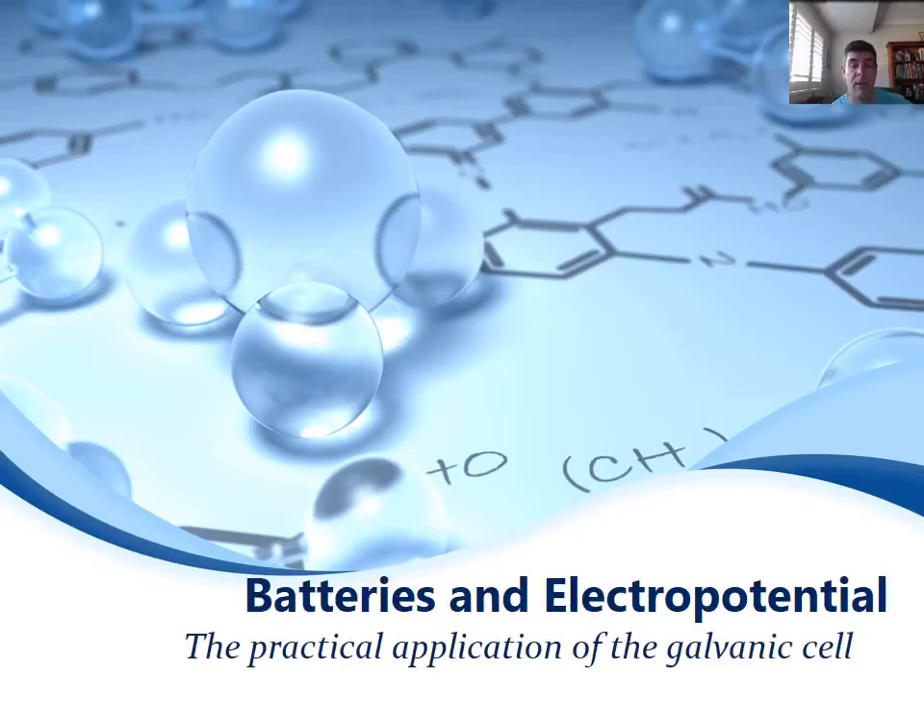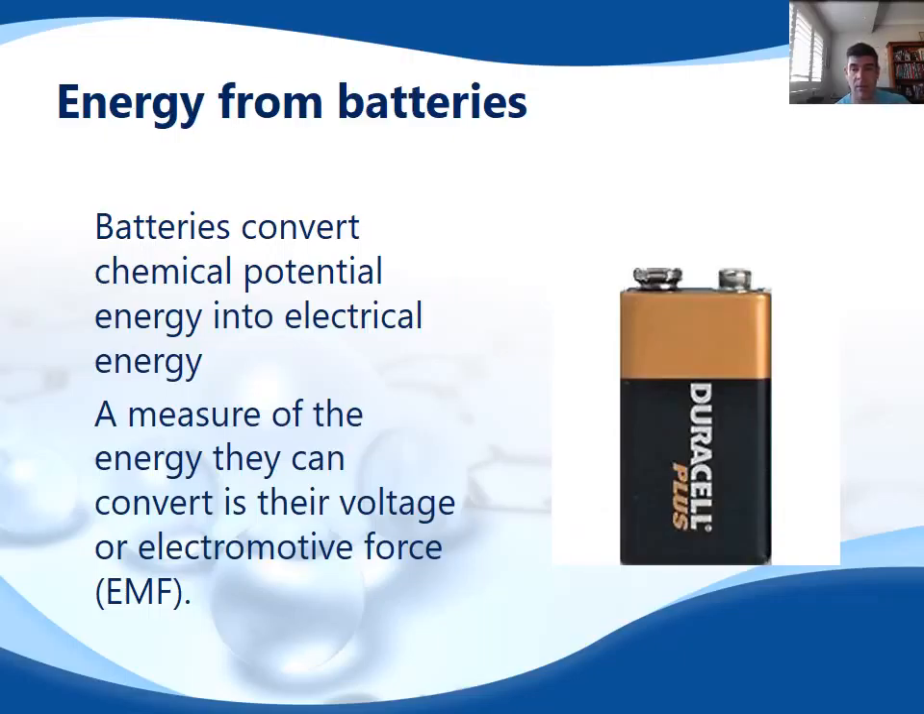Today we're going to be looking at batteries and specifically the calculations involved in using two half cells to create an electrode potential. So here's a battery. Well, it's something that we call a battery. The purpose of a battery is to convert chemical potential energy into electrical energy. That's what we get. We're using the stored energy in the chemicals in order to produce electricity.